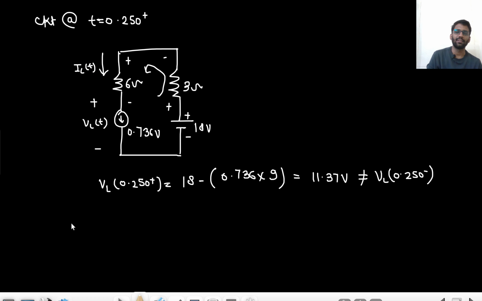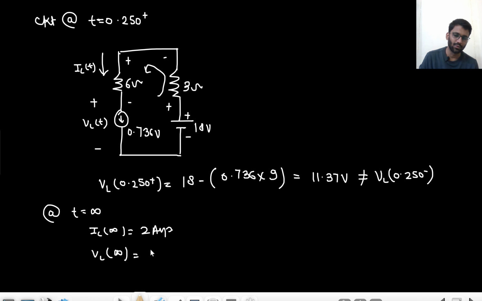Now tell me what will happen at steady state at t equals infinity. What will be the value of IL at t equals infinity? The inductor will be shorted. So IL at t equals infinity would be 2 ampere. What will be the VL at t equals infinity? That will be 0 volt, because the inductor will be shorted. Since there is this 18 volt source, that's why we are having this 2 ampere current. If this source was not there, we would have 0 ampere current only, right?